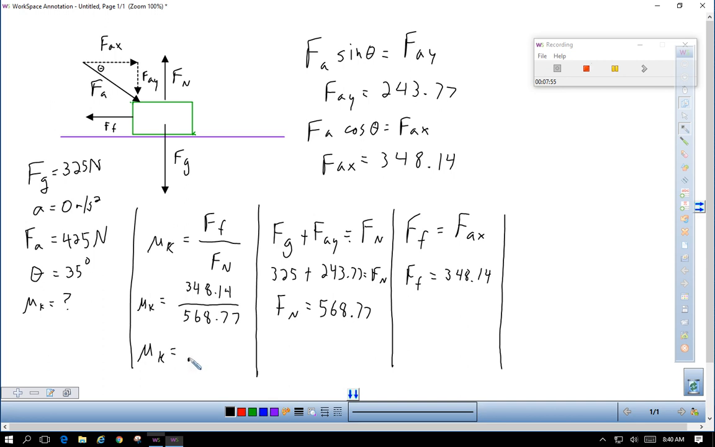At this point, all that's left to do is the division. And when we do, we find that mu k is equal to 0.61. That is a rounded value. If I were putting that in for my homework, I would carry it out 2 more spots to be sure I didn't lose points for early rounding. But for our work here on the screen today, 0.61 will do nicely.